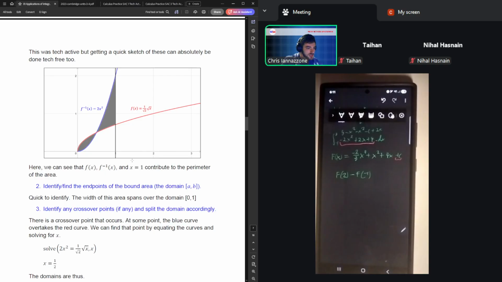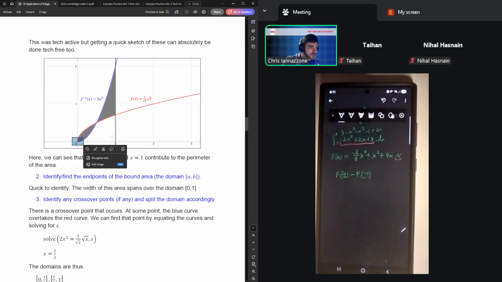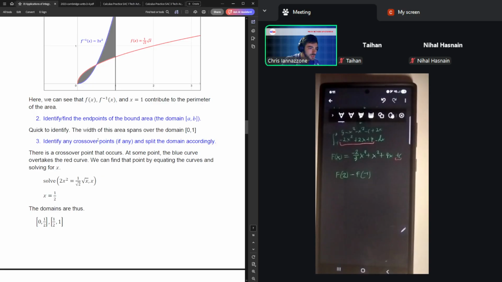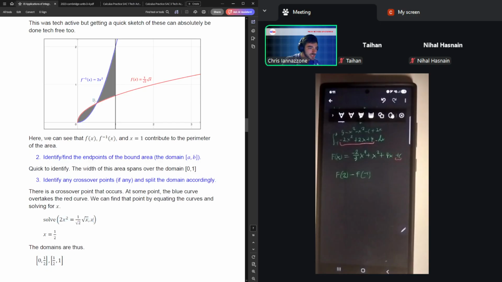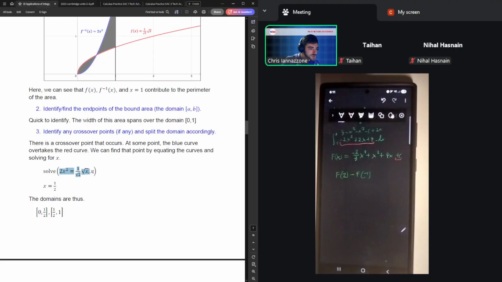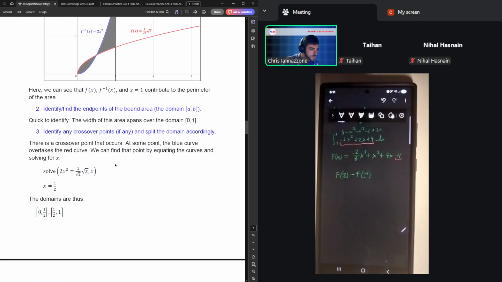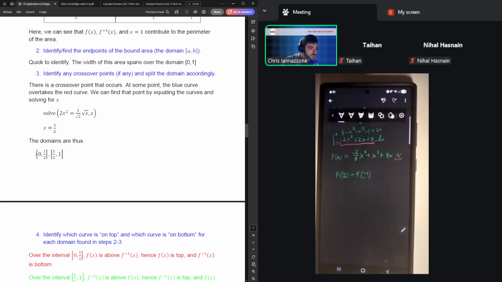So for the most part, this procedure is going to look quite similar. What's the endpoints, or what's the domain? Well, 0 to 1. Nice and easy. All the way horizontally across. Identify your crossover points. Well, again, make the functions equal each other. You're going to find that. You're also going to find another solution as well. Maybe the back half here. Nah, you wouldn't, because it's only a positive root. Anyway, so you find your solution there.